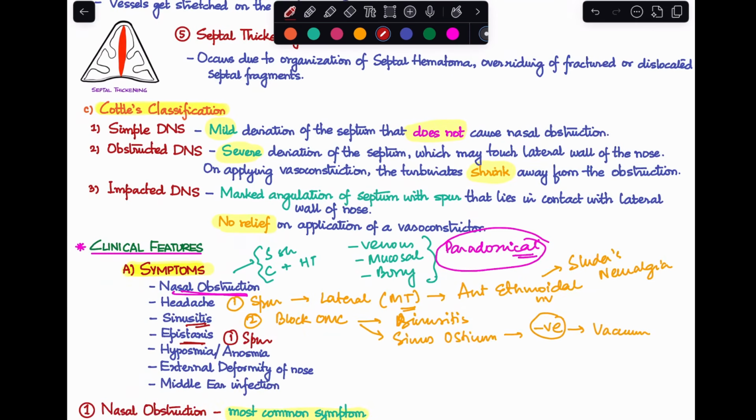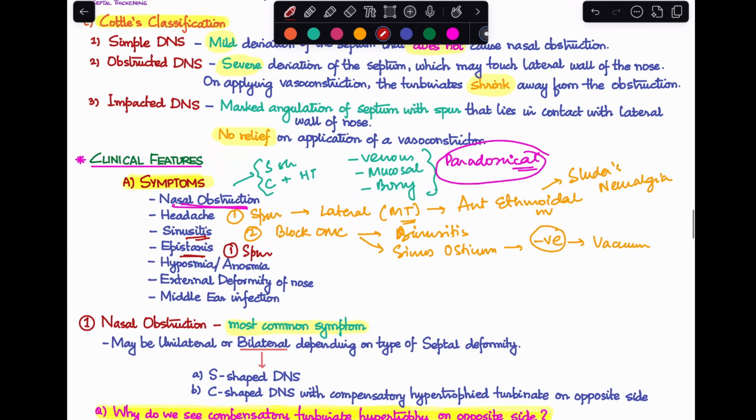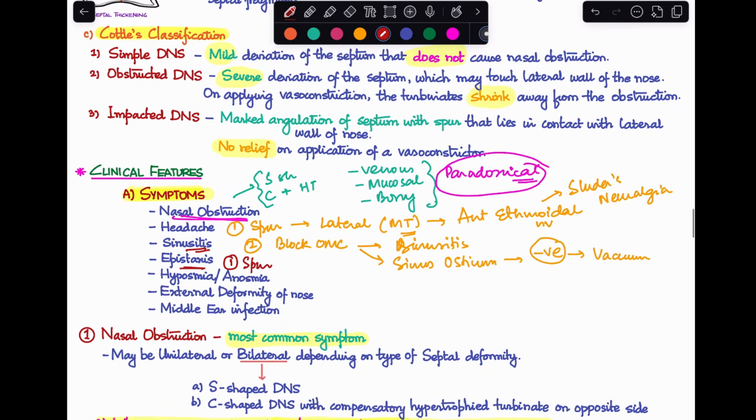And the second cause why epistaxis can happen is that the mucosa lying over the convex side of the deviated septum gets exposed to a lot of dry air currents. Because of exposure to dry air currents, it can lead to the development of crusts inside the nose. And when you try to remove these crusts, it can lead to some bleeding inside the nose. So these are the two reasons why you can have epistaxis in a case of deviated nasal septum.